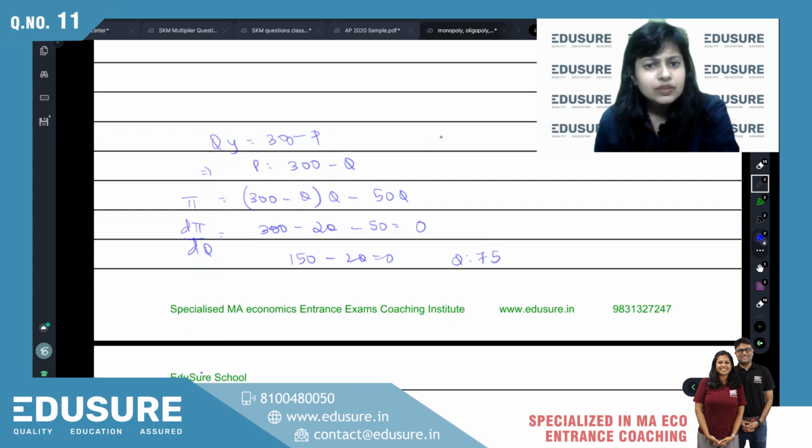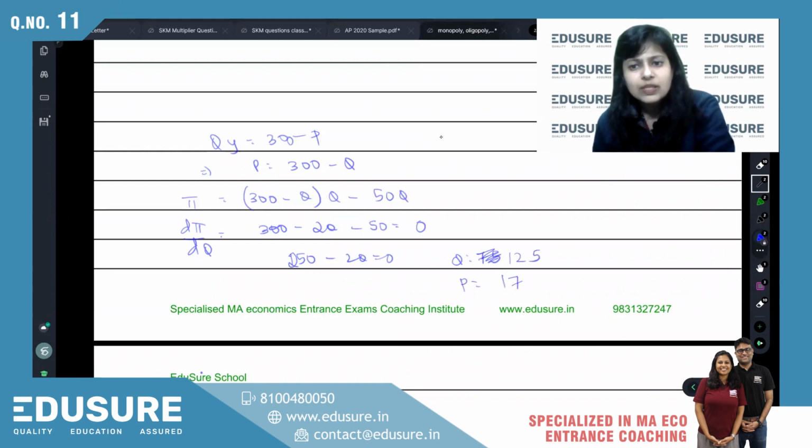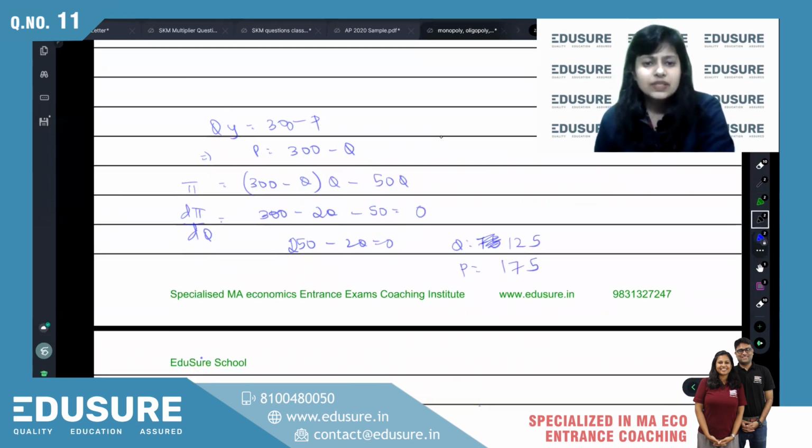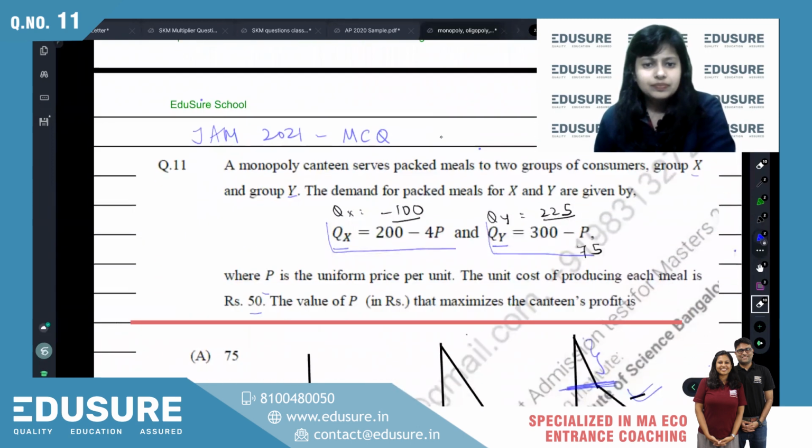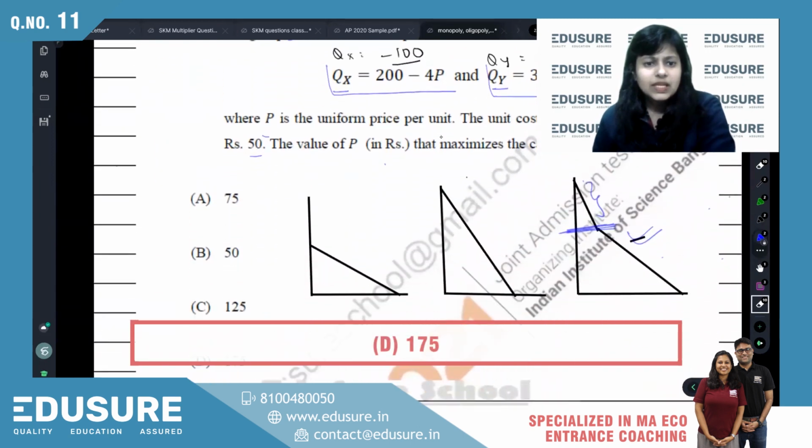Sorry, 250. 250 minus 2Q. So Q is equal to 125 and P will be 175. So the answer is 175. The answer is D, 175.